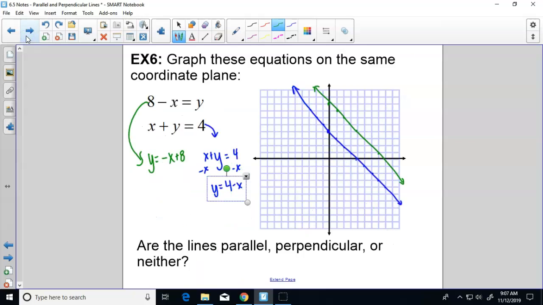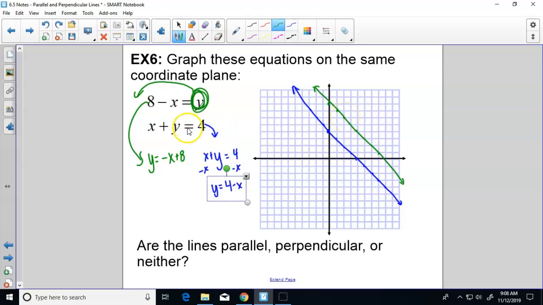Okay. All right. Now, number 6, I had a lot of you asking me about number 6 because you got 8 minus x equals y. This one is already solved for y. Y is already by itself. It's just they wrote the y on the end, which is weird. They don't usually do that. But we could move the y over to this side and just make it y equals 8 minus x or y equals negative x plus 8, whichever way you want to think of it. You have a y-intercept at 8 and a slope of negative 1 for the green line.